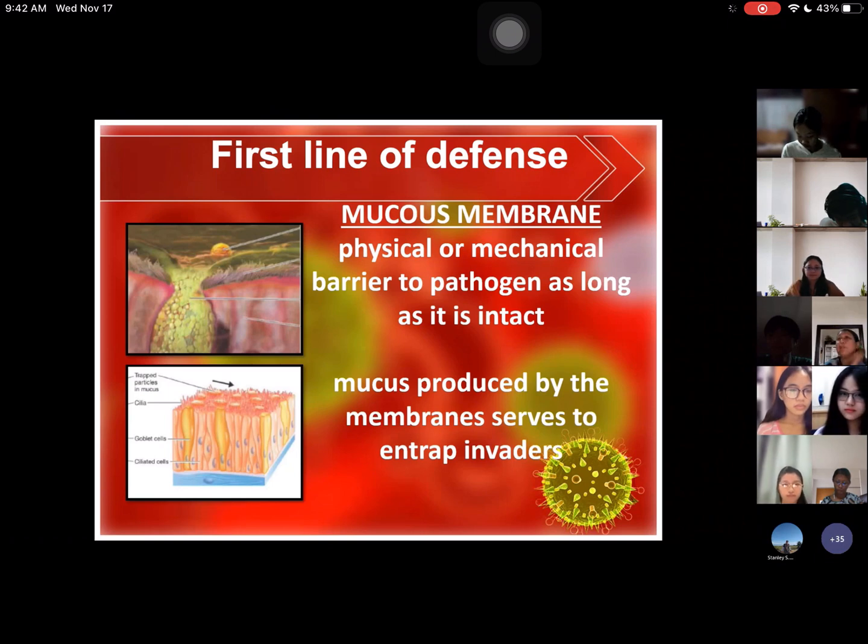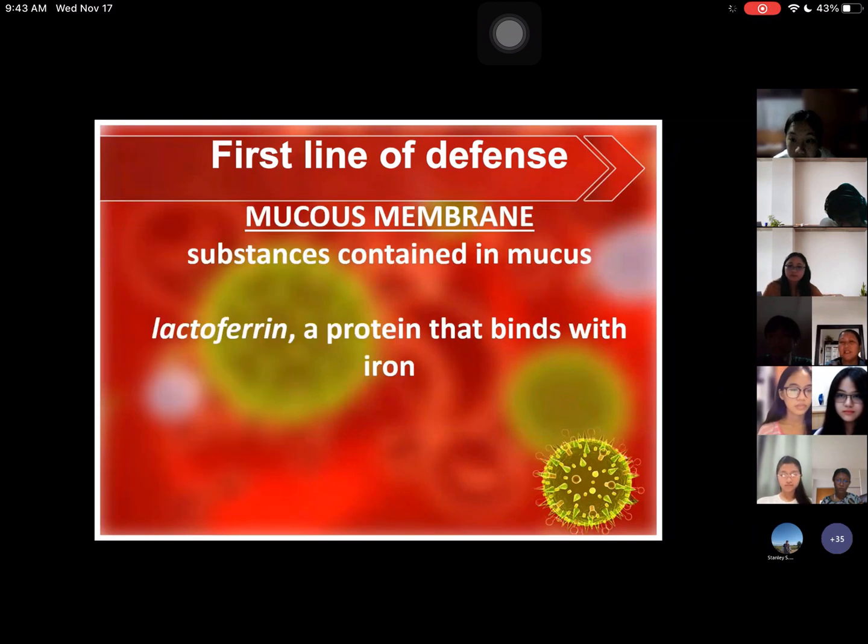So that's our mucous membrane. So what are examples of this mucous membrane in our system? Okay, so these are substances contained in the mucus. We have the lactoferrin. This is a protein that binds with iron.